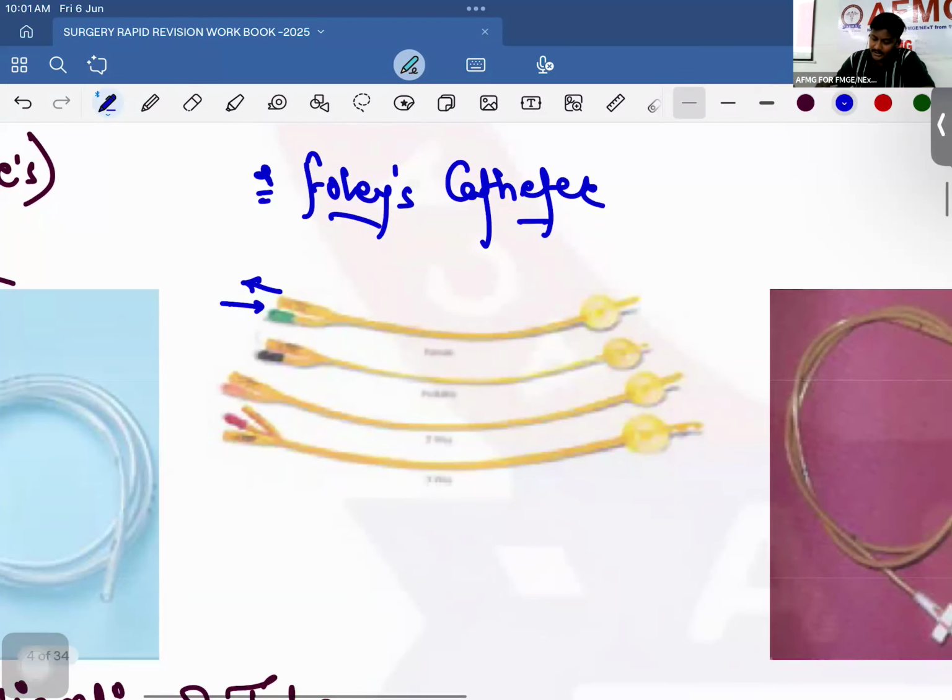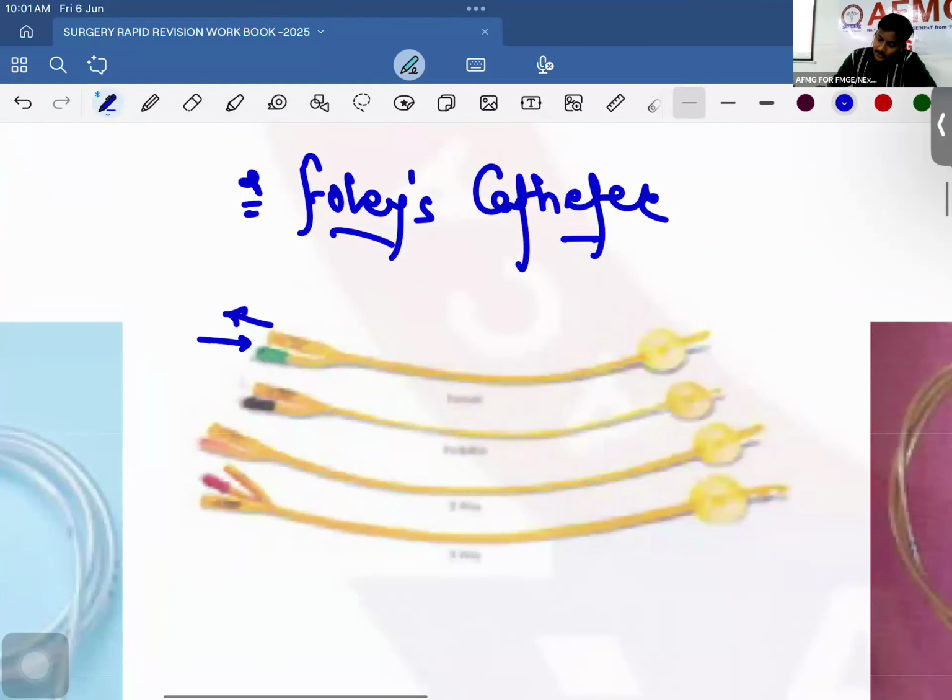Clear? Now, what is important, beta, is that we know the sizes of cannulas and needles are measured in gauge. Please remember that sizes of needles and cannulas are measured in gauge, beta, but the sizes of catheters and tubes are measured in French.